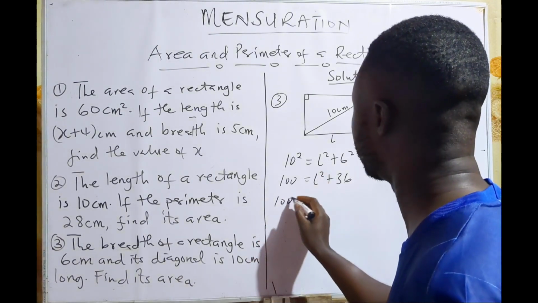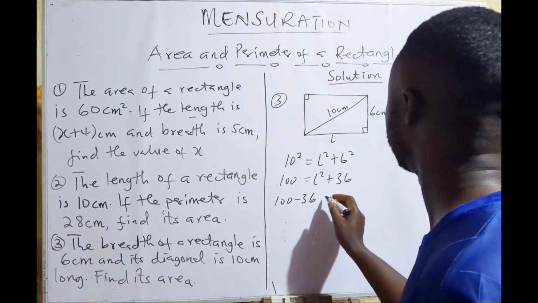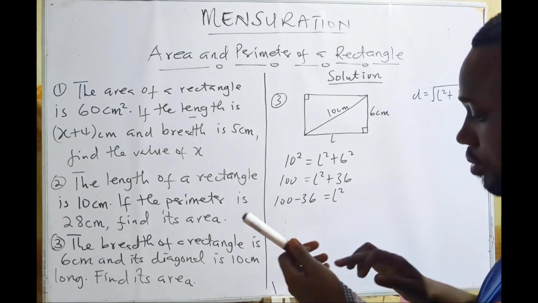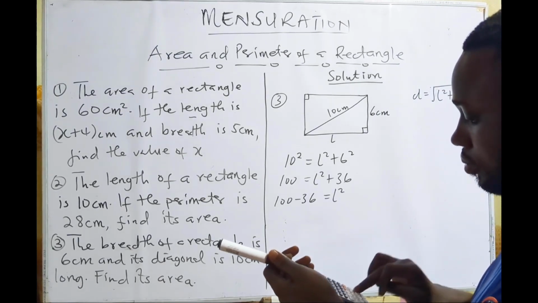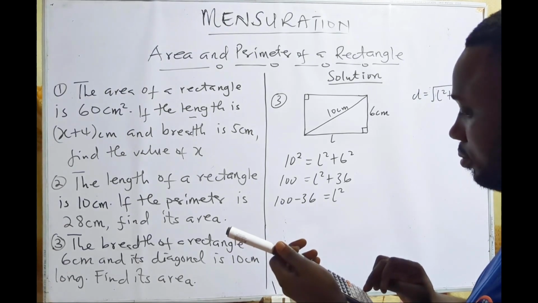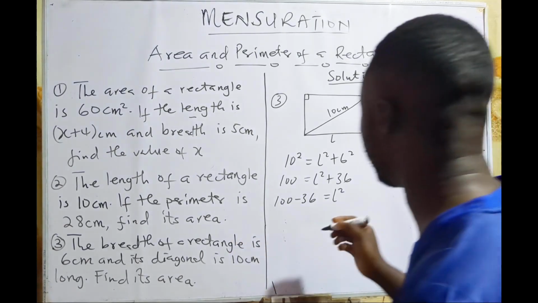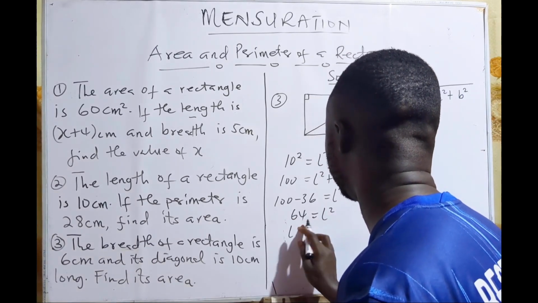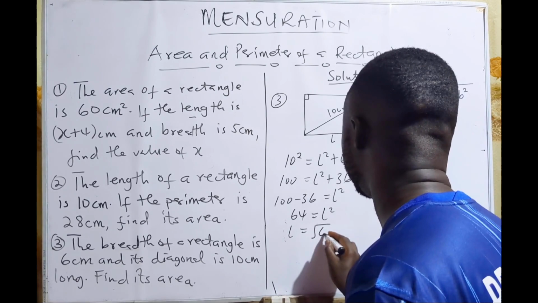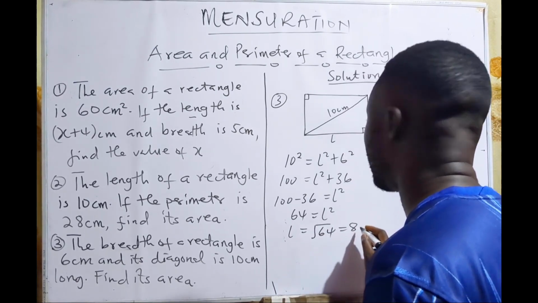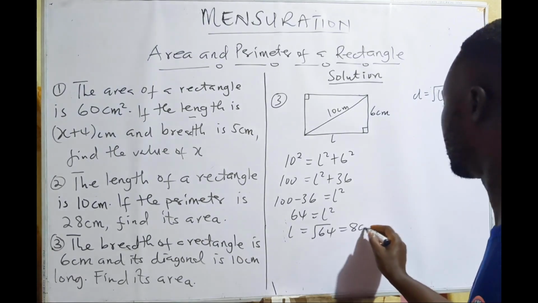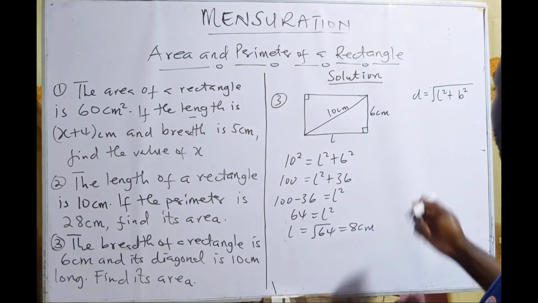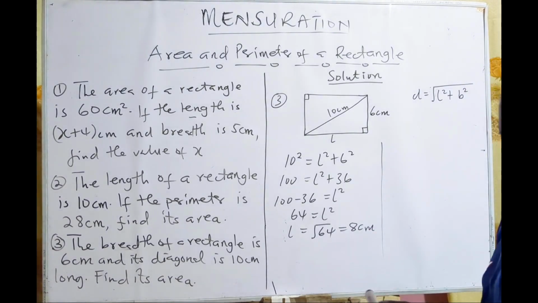Then 100 minus 36 is equal to what? Your L square. And what is 100 minus 36? You give me 64. So my L is going to be the square root of 64. And the square root of 64 will be what? 8. So 8 centimeters. So it means that the length is what? 8 centimeters. And I can find the area.